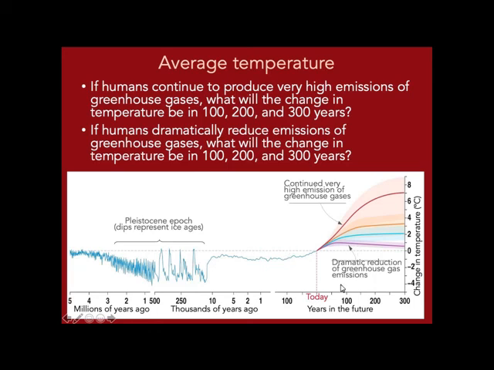All right, if we are able to dramatically reduce emissions of greenhouse gases, what will be the change in 100, 200, or 300 years? What about 100? 3/4 of a degree. All right, 200? Half a degree. 300? Half a degree. Okay.